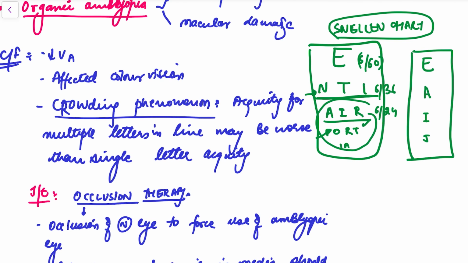So for example, in this, the patient is able to read till 6/24 because there are single letters in each line. So if this phenomena is present, this is known as crowding phenomena. It is present in the amblyopic eyes. This is acuity for multiple letters in a line may be worse than single letter acuity.